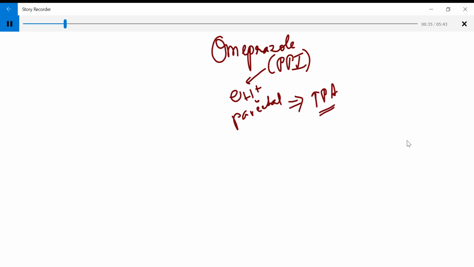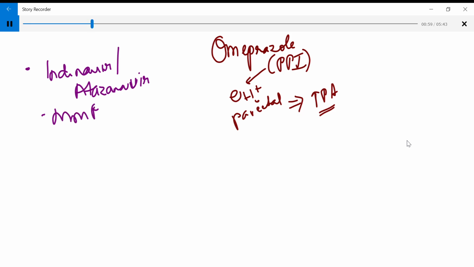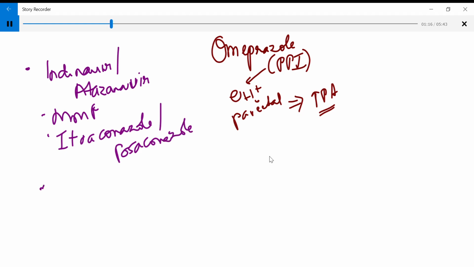Now this phenomenon causes a decreased absorption of a lot of drugs and compounds, namely indinavir and atazanavir, mycophenolate mofetil, and then there is itraconazole, posaconazole, and then we also have calcium, magnesium, iron, and vitamin B12.